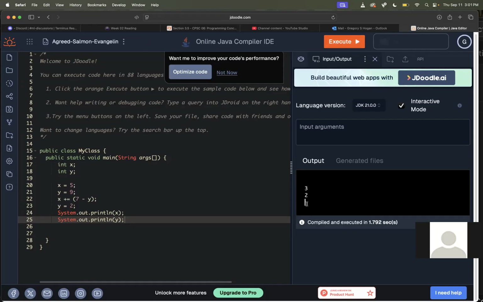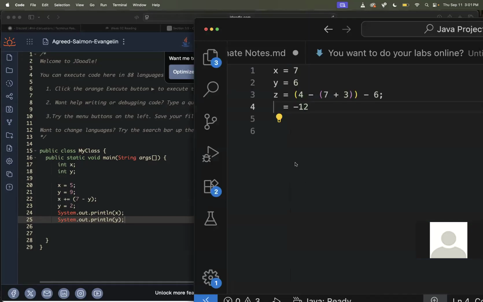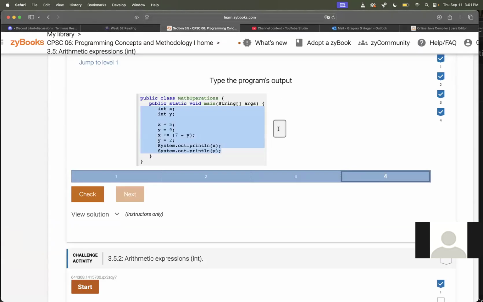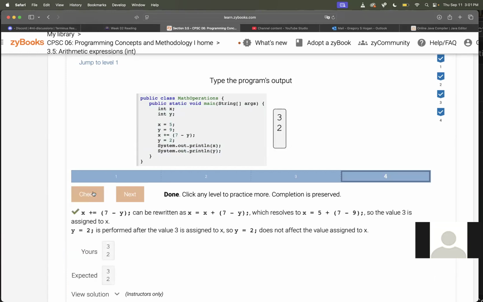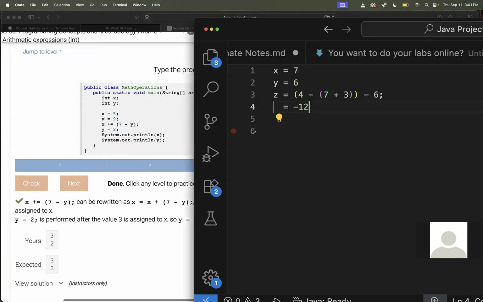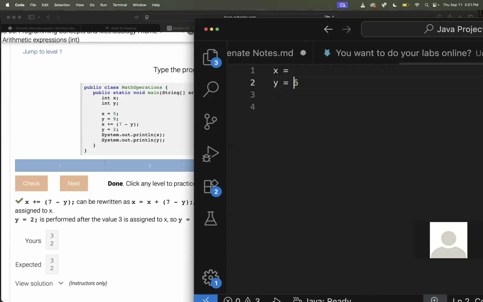And it's 3, 2, and then next line. So the answer here is 3, 2, and then next line. And I got it. Now, having said that, I'm still going to work this out though. Okay. So I can do that, but I could also just work it out. So if I'm trying to work it out for myself, I'm looking at the code here.